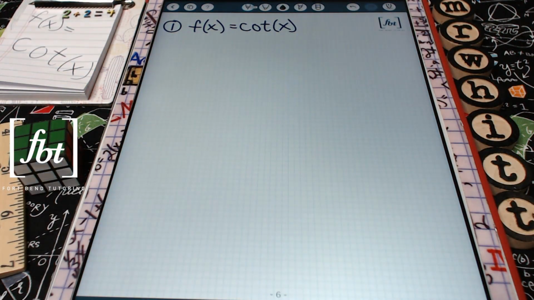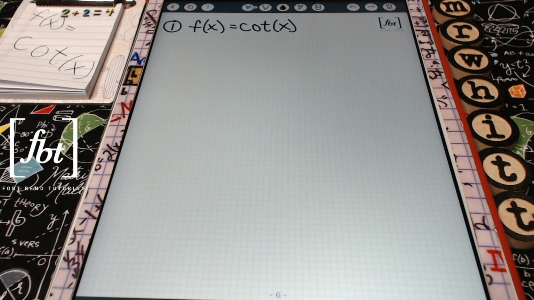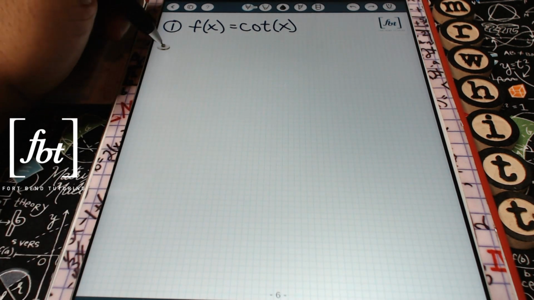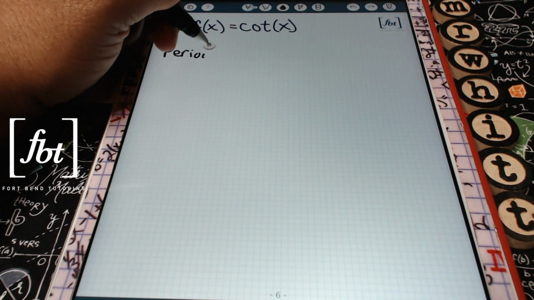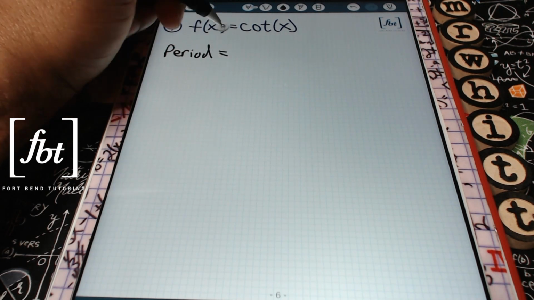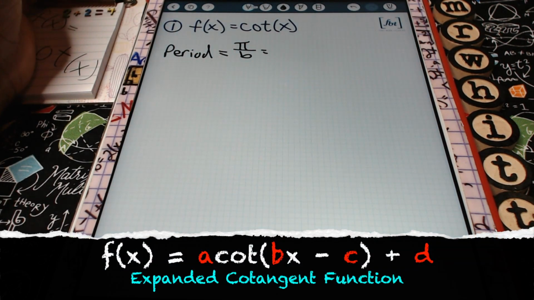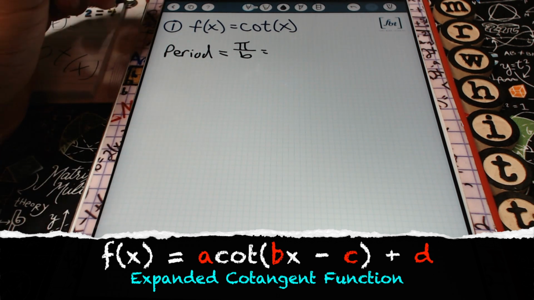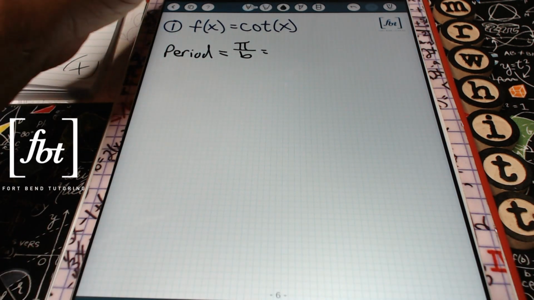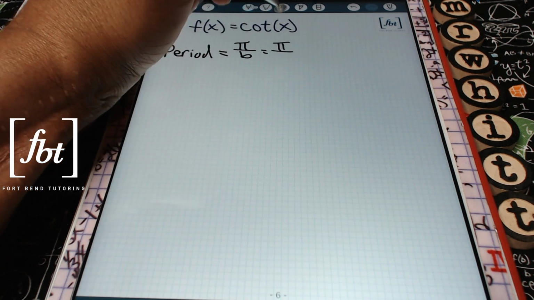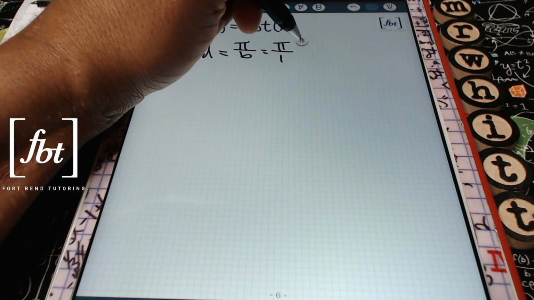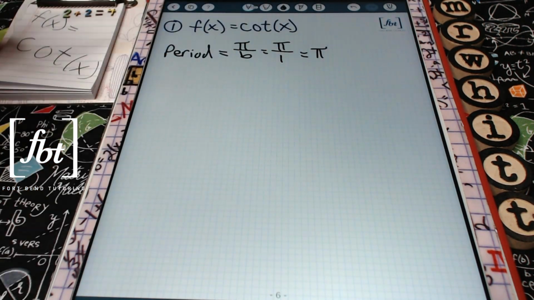From here, we have number one, the parent function, f of x equals cotangent of x. The first thing that we're going to figure out is the period of this function. The period is equivalent to pi divided by b, and our b value in this function is 1. The coefficient on the variable x is 1. Therefore, our period is the quotient of pi and 1, which gives me a period of pi.